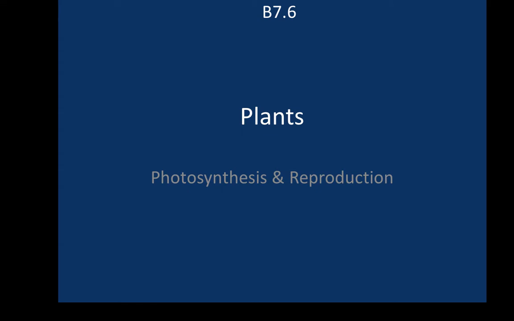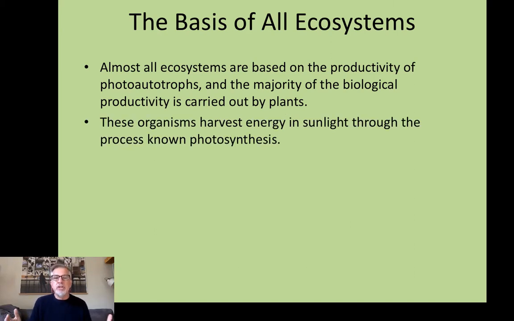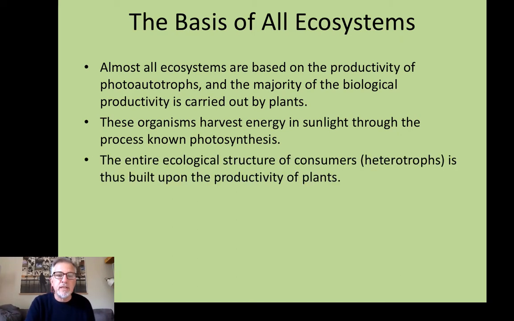So let's get started. Almost all ecosystems are based on the productivity of photoautotrophs. Those are organisms that can capture the energy in sunlight and turn it into biological material. And the majority of the biological productivity is carried out by plants. These organisms harvest energy in sunlight through a process that we know is called photosynthesis.